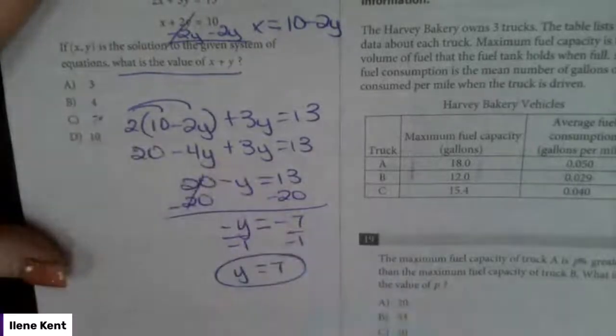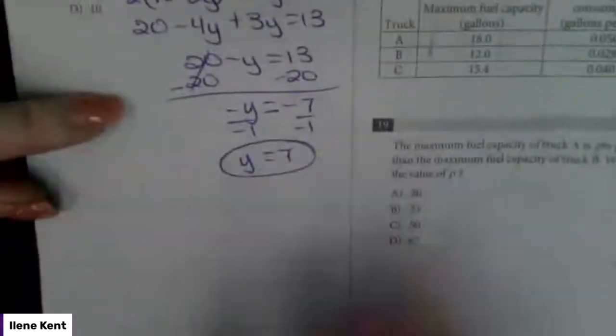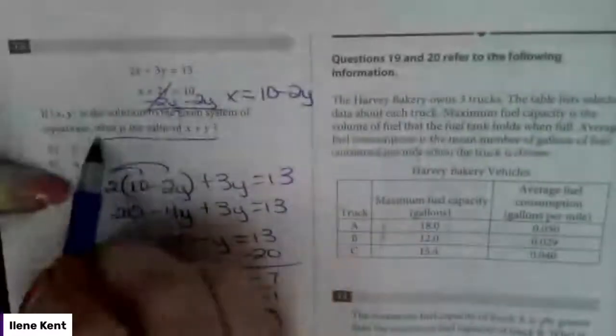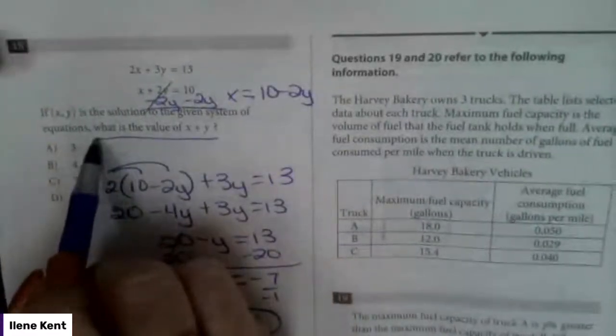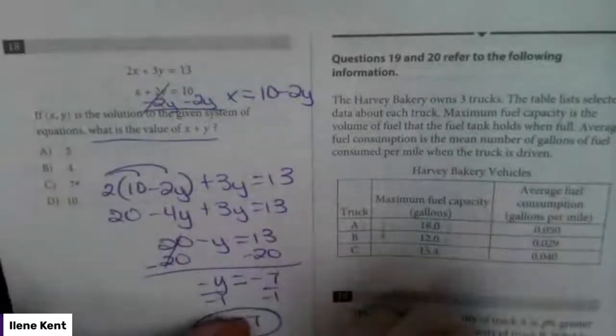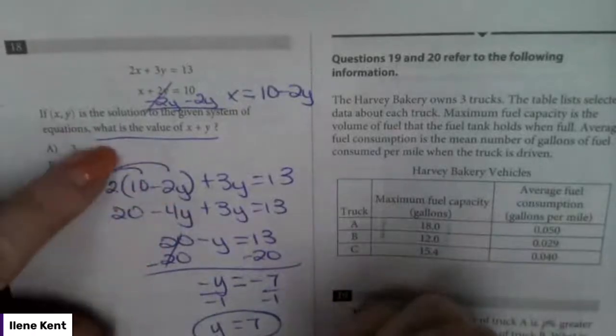Don't choose C yet. Now we have to solve for x, because remember, this is why I underline as I go through. I don't want to accidentally see 7 and choose it and move on when really the question was saying what is the value of x plus y.